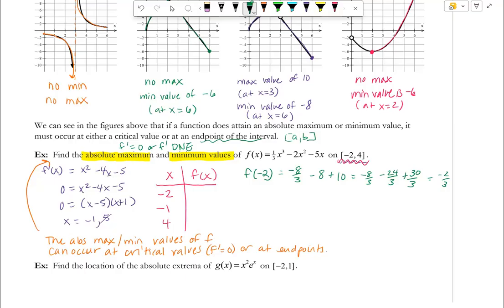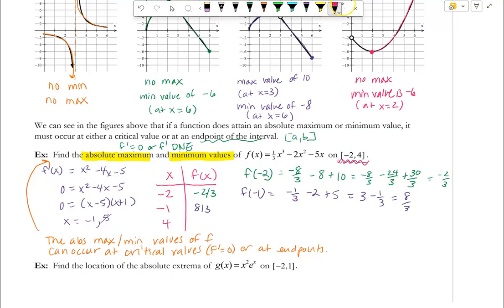So we do need to be able to do that kind of calculation to put that in our table. When we go to find f of -1, that one might be a little bit easier. So 1/3 times -1 cubed is just -1/3. Minus 2 times -1 squared is -2. Minus 5 times -1 is plus 5. So that's the same as -1/3 plus 3, or 3 minus 1/3, or 9/3 minus 1/3, which is 8/3.